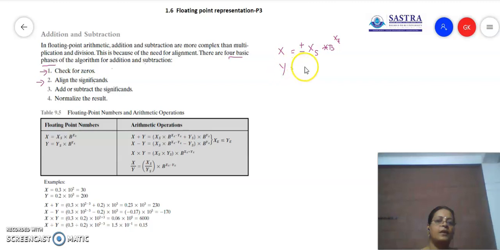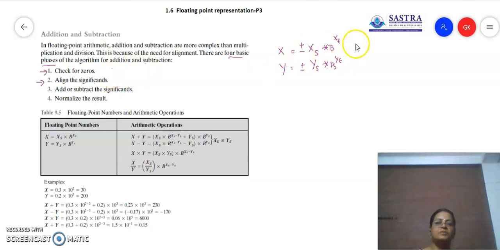Similarly, if you take y, it is also having plus or minus. This plus or minus is a sign attached to the significand. Then we have the significand ys, which is multiplied with the base. Here it is a binary number system, so b will become 2, and there will be an exponent part for y also. So this is how the actual numbers are going to be represented.